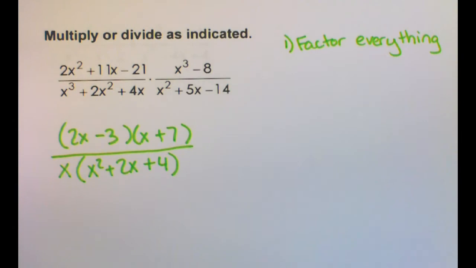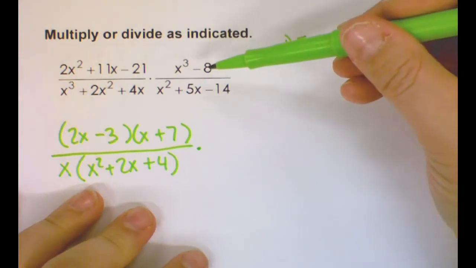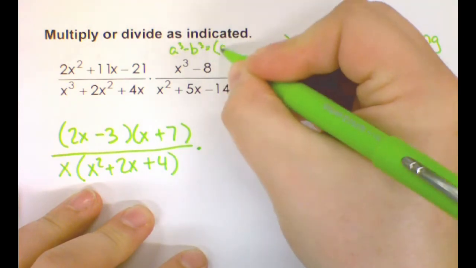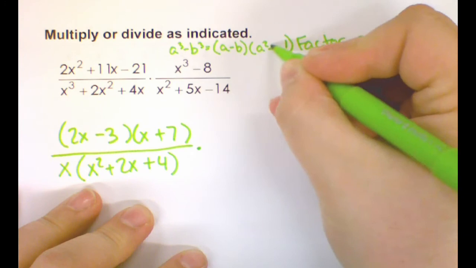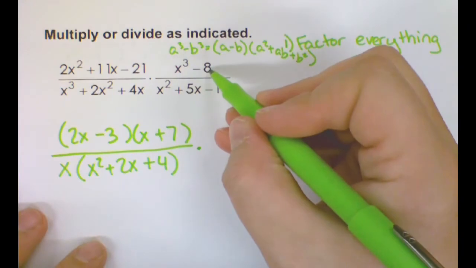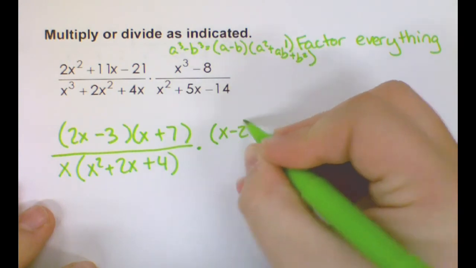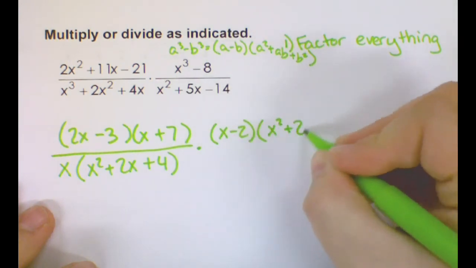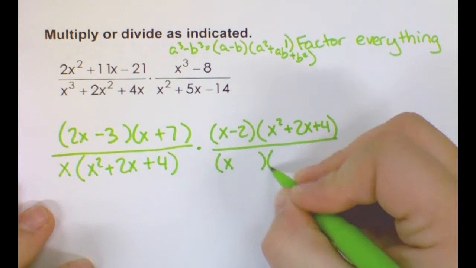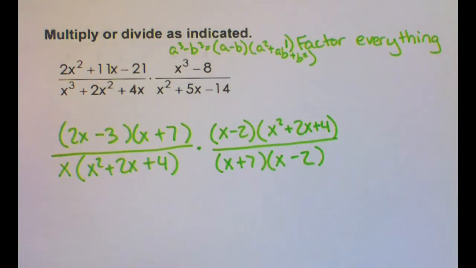And thinking about it, x squared plus 2x plus 4 is not going to factor again, so that one's going to be there. X cubed minus 8, that's our difference of cubes. Remember, a cubed minus b cubed becomes a minus b times a squared plus ab plus b squared. Sorry about my curvy right in there. So a is x, b is 2, because 2 cubed makes 8. So I have x minus 2 times x squared plus 2x plus 4. And my denominator, I have x and x. That'll be a plus 7 and a minus 2. All right, step 1, factor everything out.